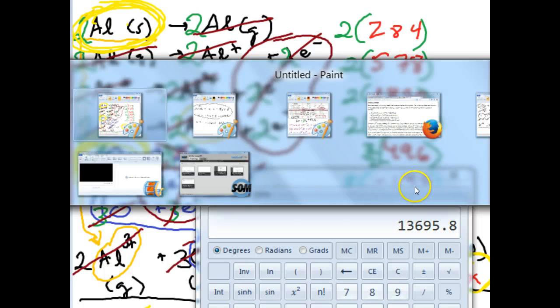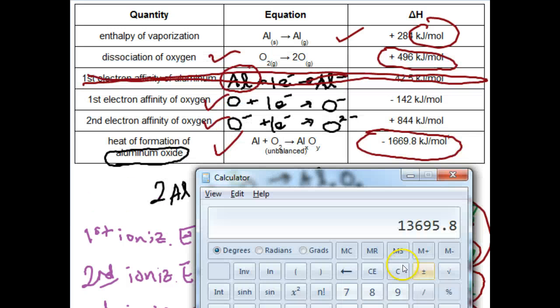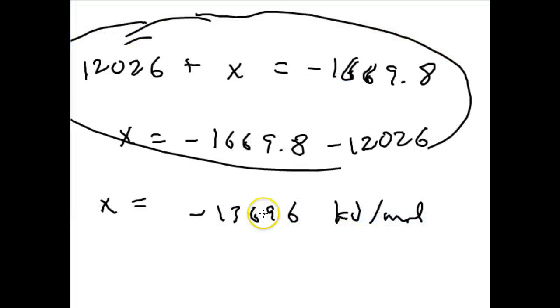Where are they? Hello, units. Okay, here they are. They are all in kilojoules per mole. See that? Everybody's in kilojoules per mole? Okay, so that means the units are kilojoules per mole.